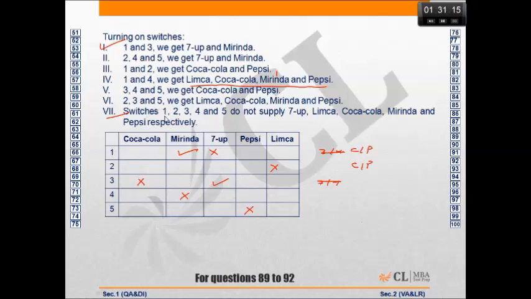1 is 7 Up. Okay. 2 is Coke. 2 is Limca. 3 is Coke. 4 is Mirinda. 5 is Pepsi. Okay. Okay, 1 and 4 we get Limca, Coke, Mirinda, Pepsi.